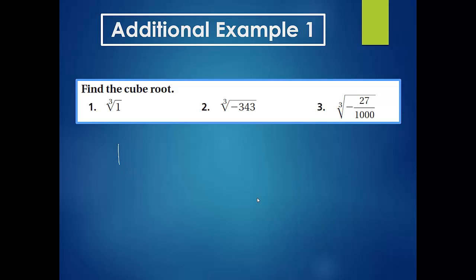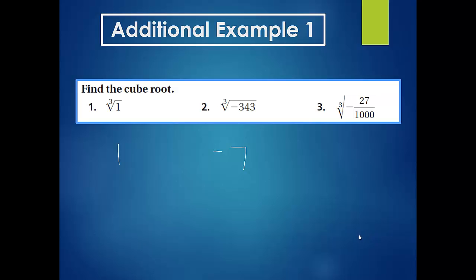For number 2, we want to find the cube root of negative 343. Negative 7 times negative 7 is 49, and 49 times negative 7 is negative 343. So the cube root of negative 343 is negative 7.